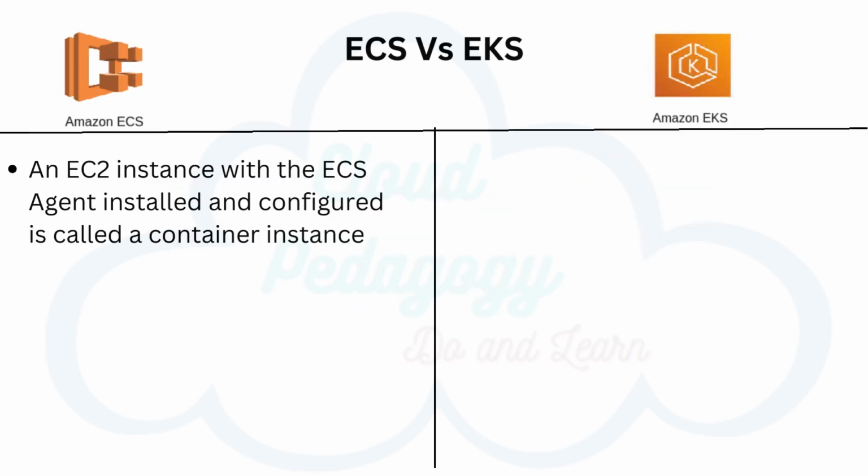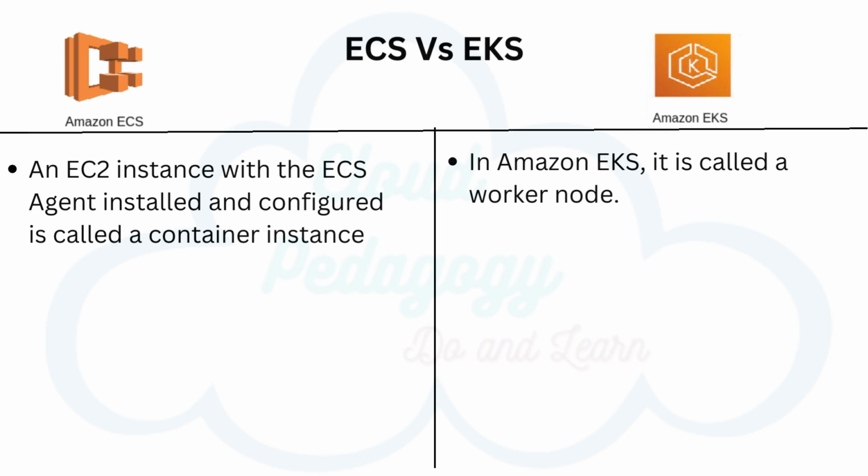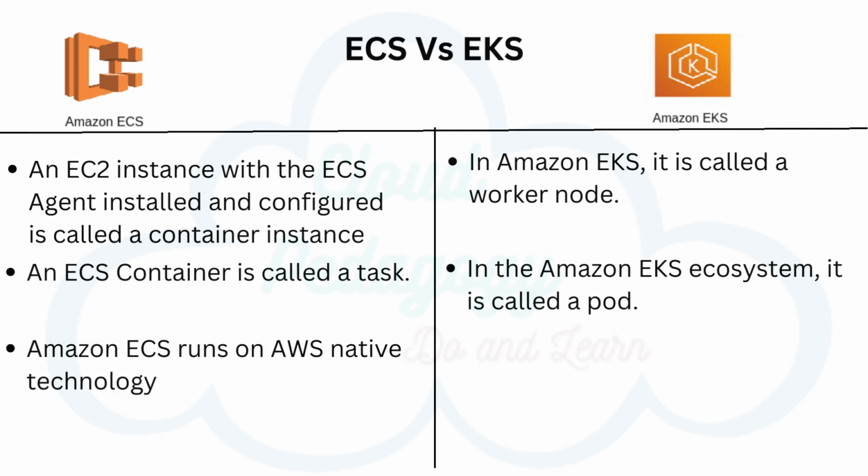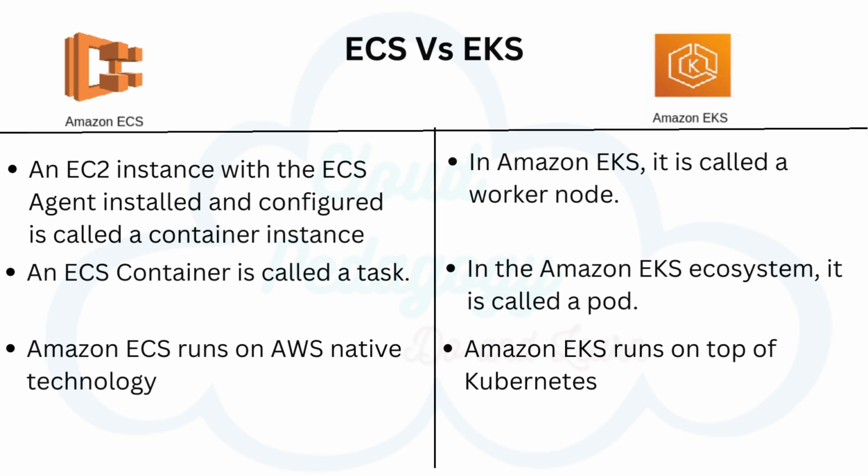An ECS instance with the ECS agent installed and configured is called a container instance. In Amazon EKS, it is called a worker node. An ECS container is called a task. In the Amazon EKS ecosystem, it is called a pod. Amazon ECS runs on AWS native technology, whereas Amazon EKS runs on top of Kubernetes. If you have containers running on Kubernetes and want an advanced orchestration solution that can provide simplicity, high availability, and fine-grained control over your infrastructure, Amazon EKS is the tool for you.